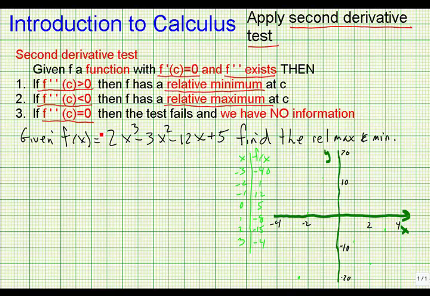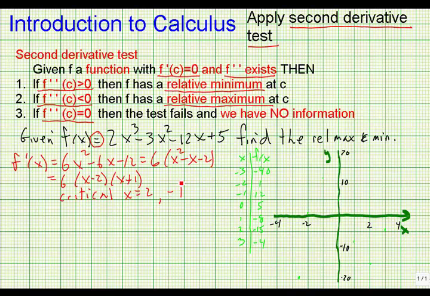Let's apply this and some previous ideas to the function f of x given here, 2x to the third minus 3x squared minus 12x plus 5. First, let's take the first derivative, which will give us 6x squared minus 6x minus 12. If we take out a common factor of 6, we're left with 6 times x squared minus x minus 2. If we continue to factor this, we have x minus 2 and x plus 1. So our critical numbers then will in fact be x equals 2 and x equals negative 1.